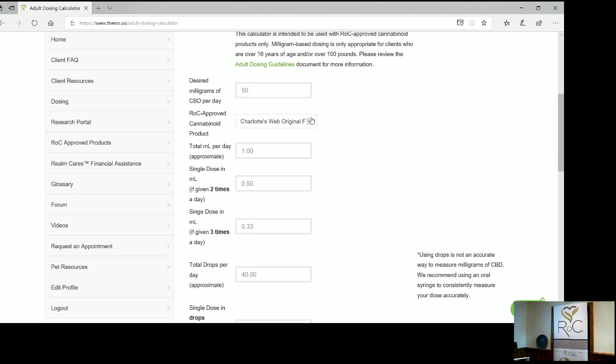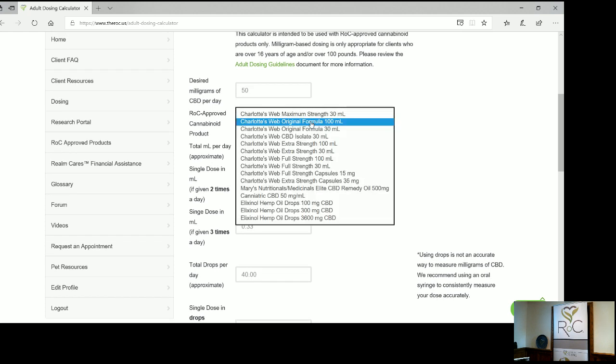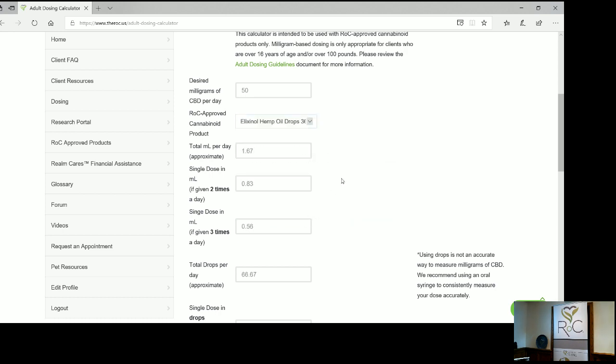And let's say we use the Elixinol, 3,600. It will change because these are 2 different products, 2 different concentrations. So know that the dosing, the amount of CBD will always be the same, but the product concentration is dependent, or the amount of oil that you use is dependent on the product concentration that you're using.